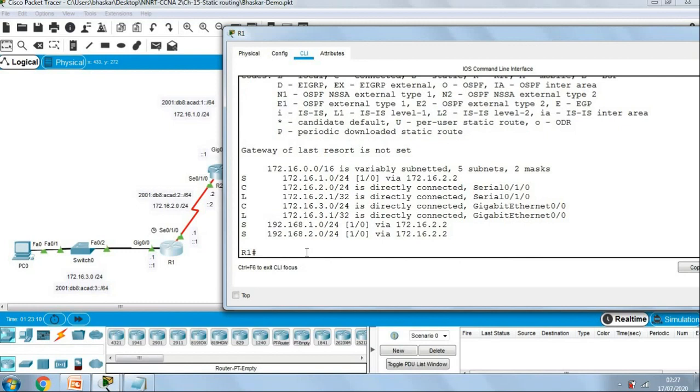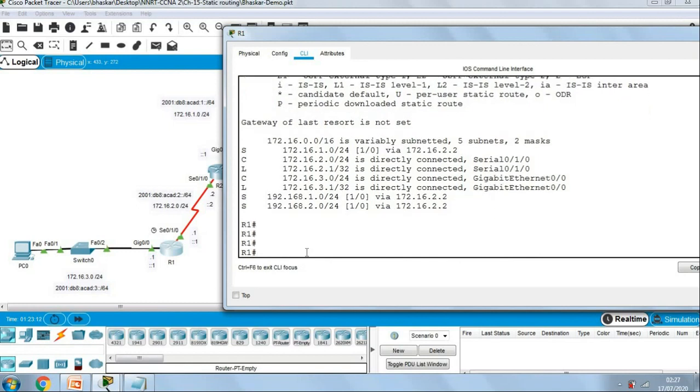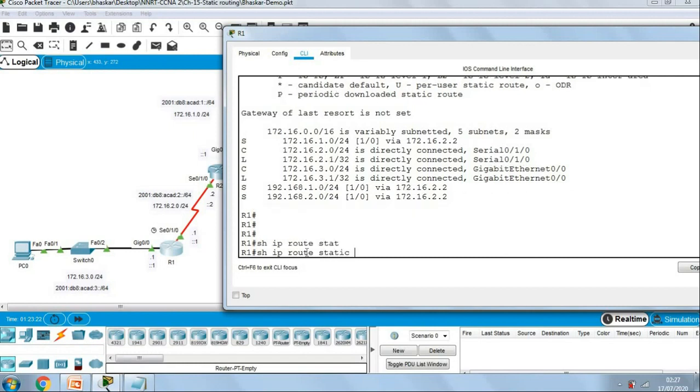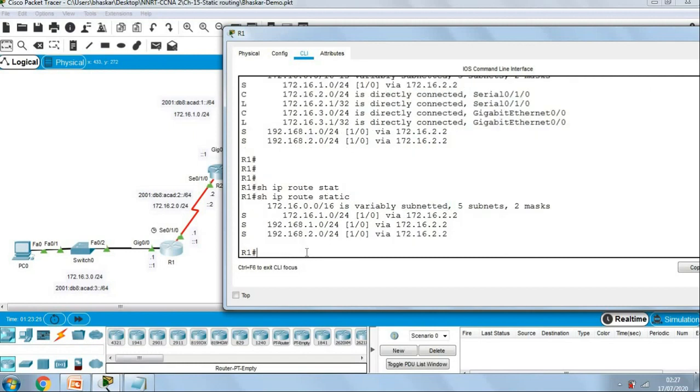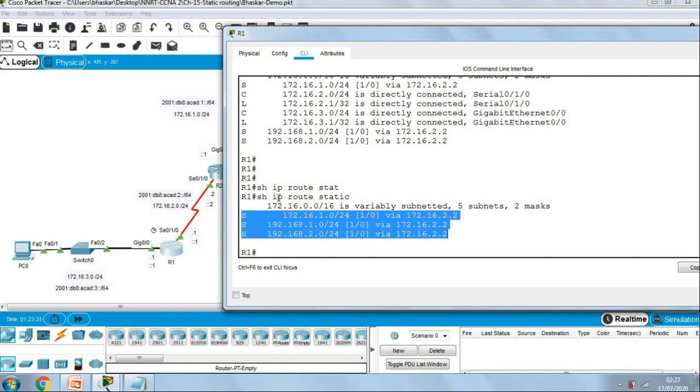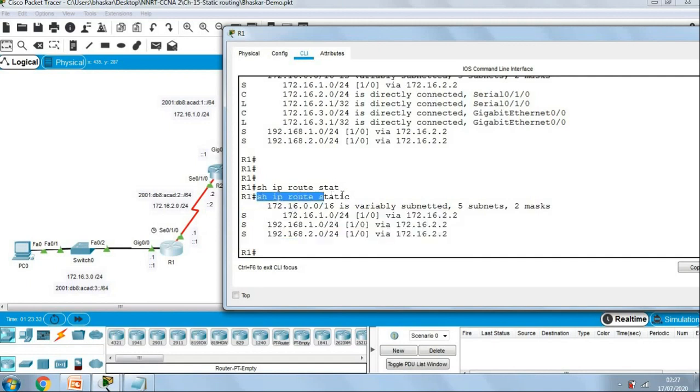Okay, for example, I want to check only static routes. Okay, yes, it is possible. Show IP route static. Okay, so show IP route static. So how many static routes you are configured in this router is totally how many? 3 static routes you are configured. This is how you will check. Show IP route static. You can verify like this one.